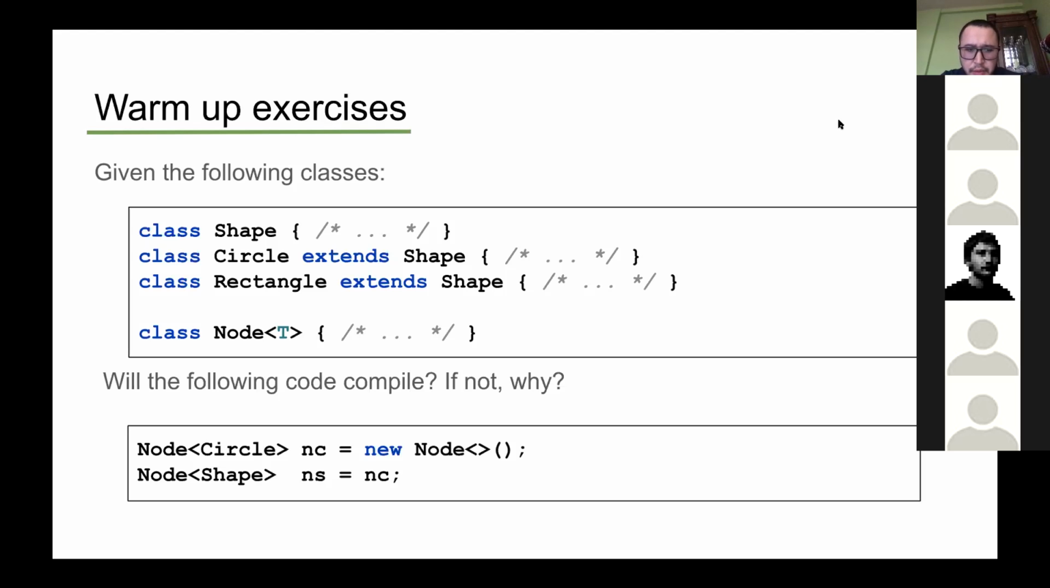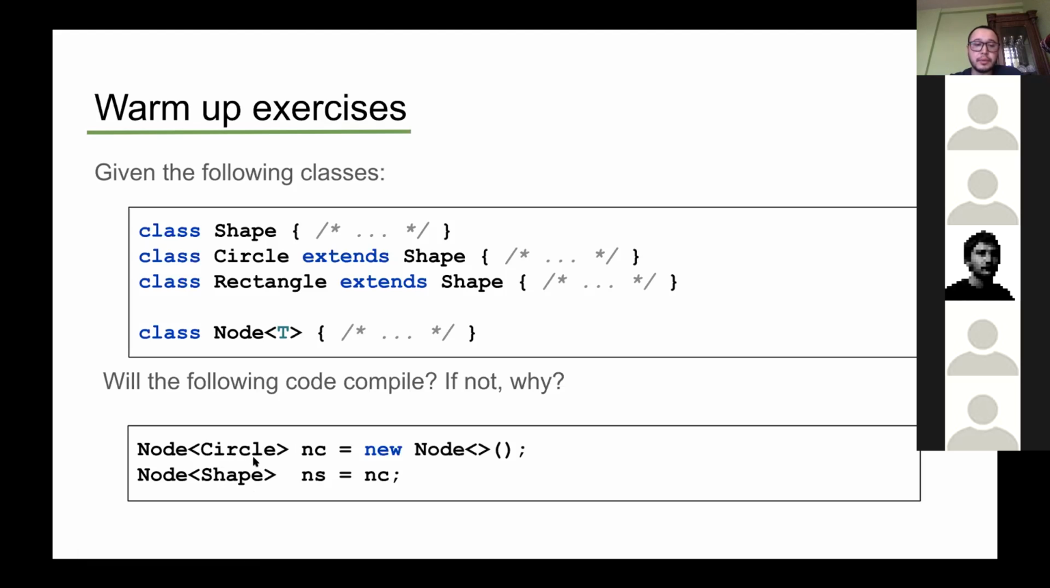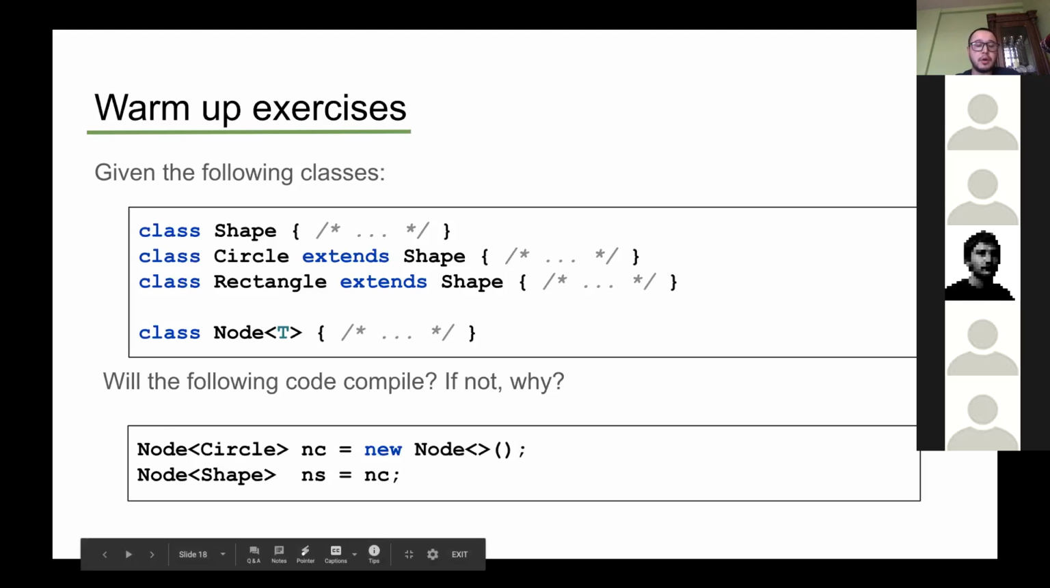Because of this, you mean? Yes, I think. But why? I mean, we can refer to, let's say, child classes with parent type, right? So then, what's the problem here? I'm trying to refer to the NC, which is a node circle, right? We know that circle is the child class of shape, and I'm trying to refer to this object. Why can't I refer?